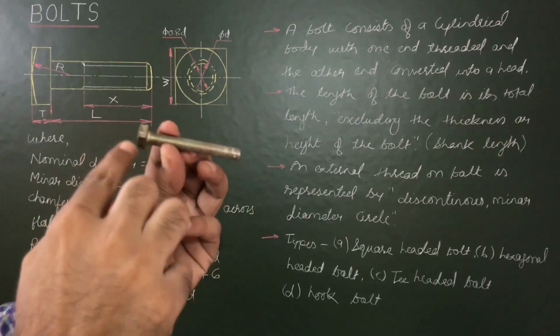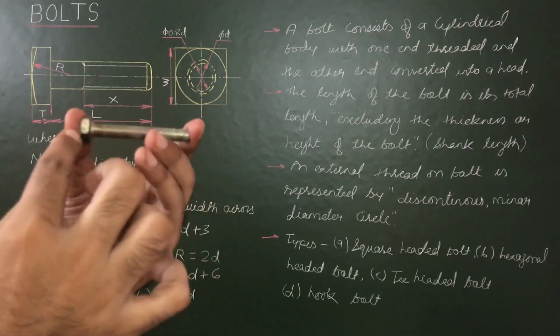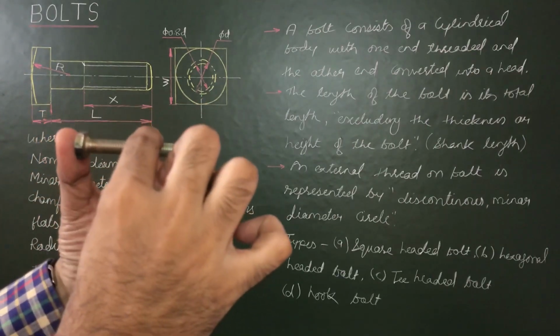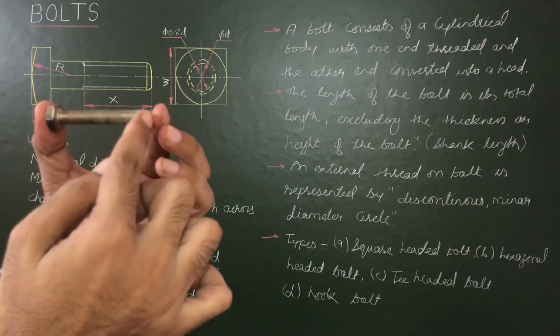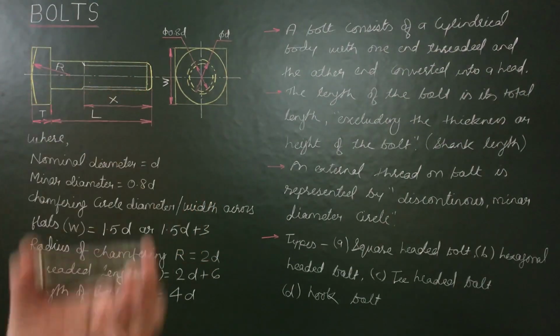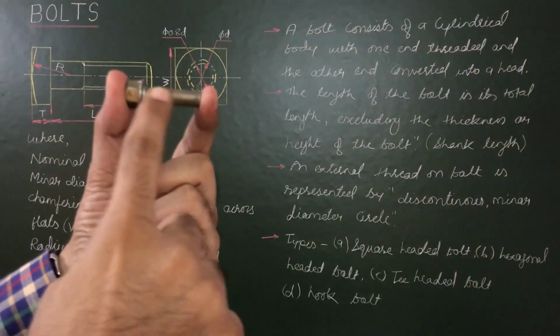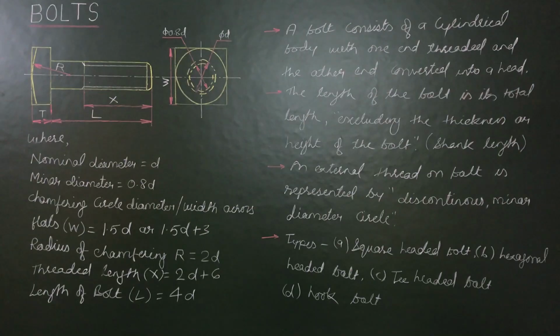So this part of the bolt is known as the head, and this is the length of the bolt. After the head, this is the length of the bolt, and these are threads. A bolt may be a full threaded bolt, half threaded bolt, or partially threaded bolt. It depends on the purpose and use of the bolt.